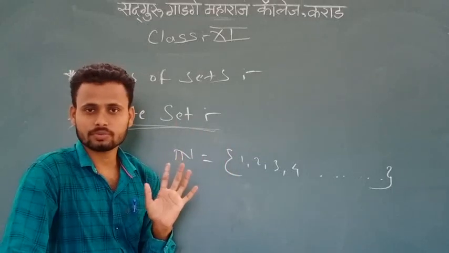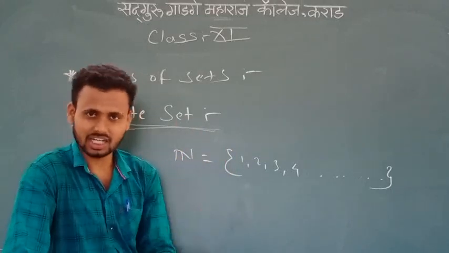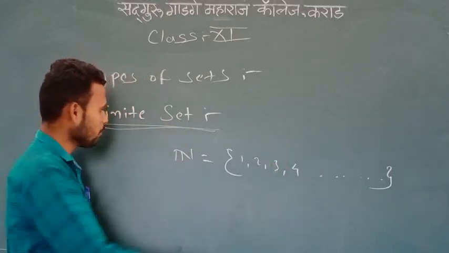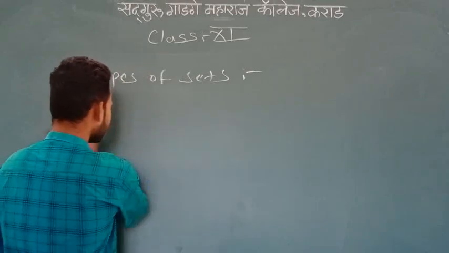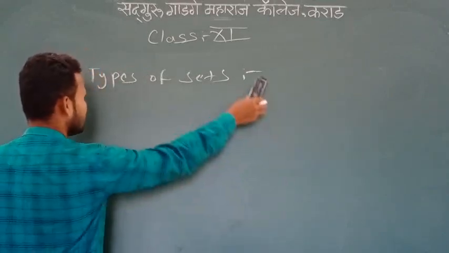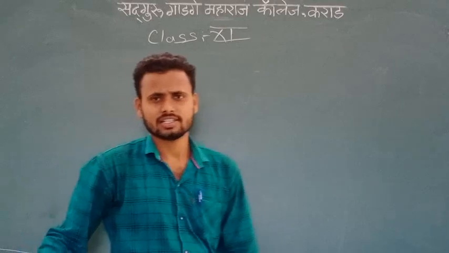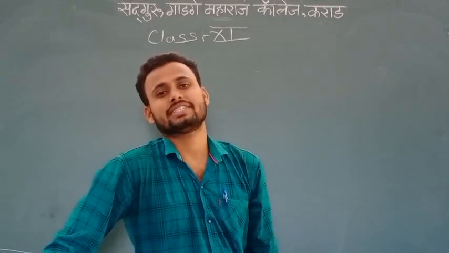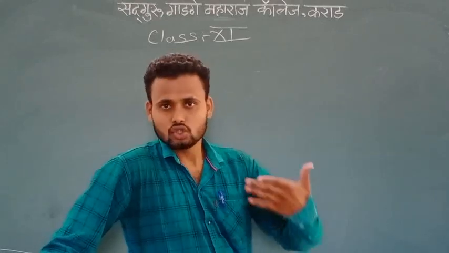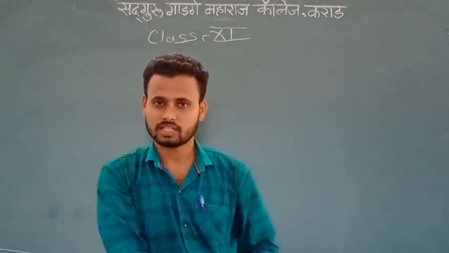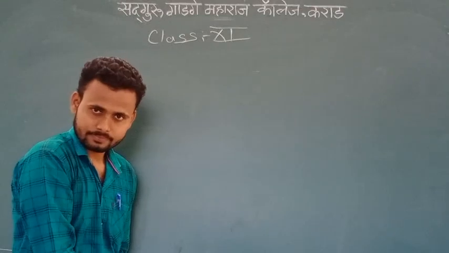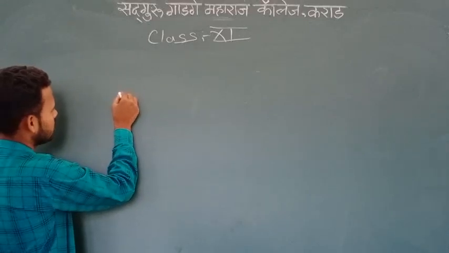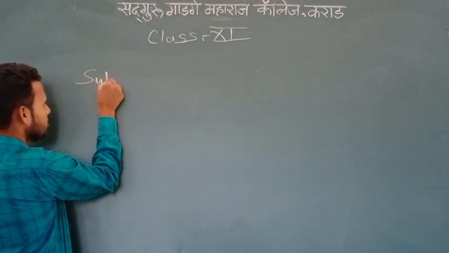There are four main types of sets. The first one is the empty set, the second one is the singleton, the third one is finite, and the fourth one is the infinite set. Now let us take the next point: some definitions. Subset, superset, proper subset, equality of sets, universal set, power set. We take each definition here. First one is subset.